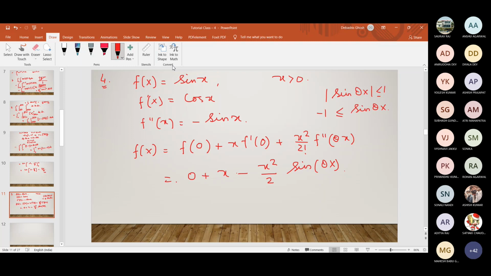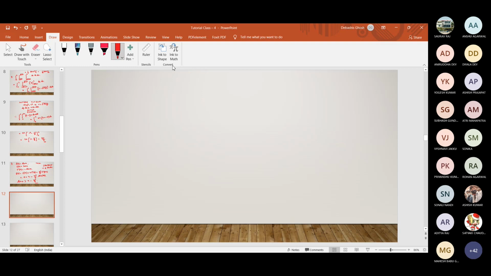From here we can say that minus 1, sine x is greater than x minus x squared by 2. Okay, then this can be established. We can have the 5.